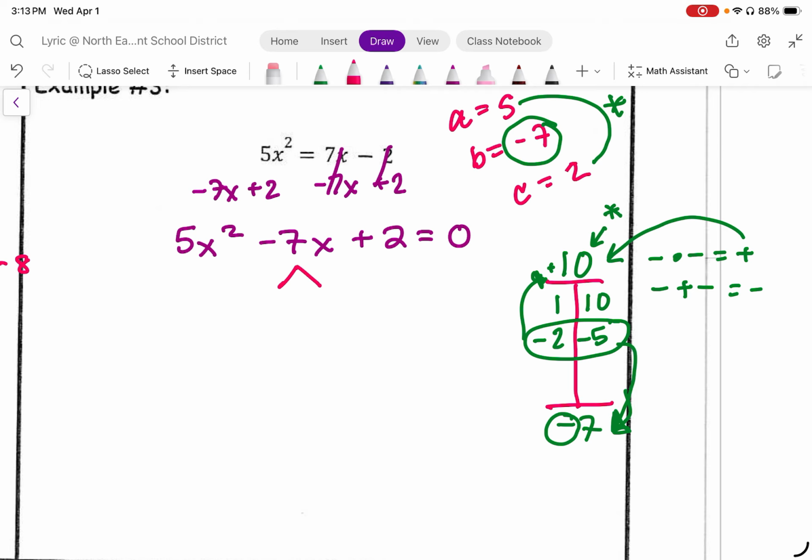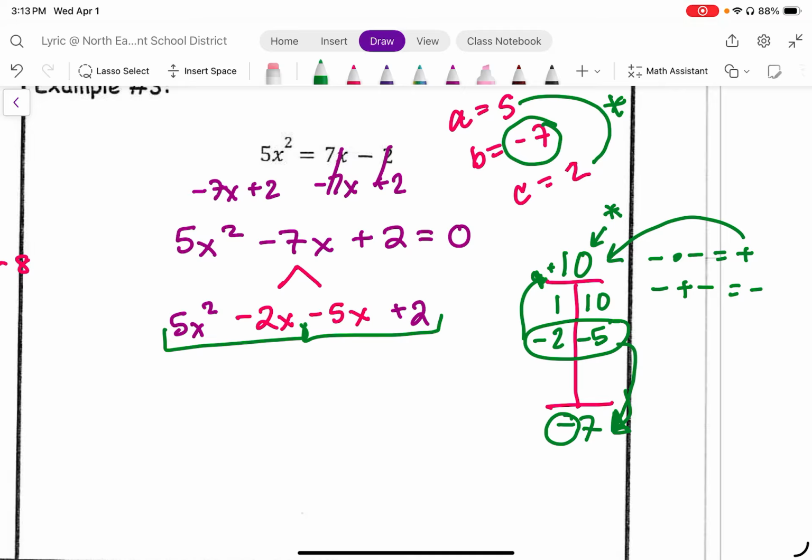We're going to split -7 to be -2x and -5x. We can bring down the +2 and the 5x squared. Now that we have 4 terms, we can group them. First group, second group. Okay, first group, what can we factor out? What do they have in common? Both terms have at least one x, so we are just going to factor out 1x.